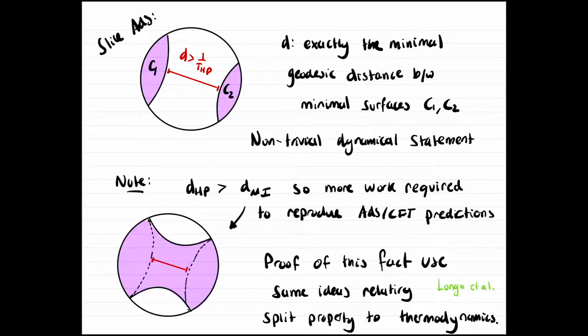It means that you can reconstruct this entire white region from the boundary causal diamonds over here. So it's actually a very non-trivial statement, and it relied on a non-trivial dynamical input. Now, one thing about this is that the actual mutual information phase transition, where this fails, is further out than where we can prove that it shouldn't fail. And so there's more work required to reproduce exactly the AdS/CFT prediction.